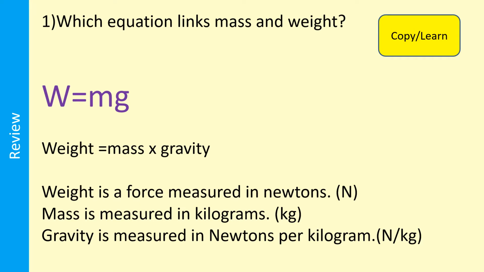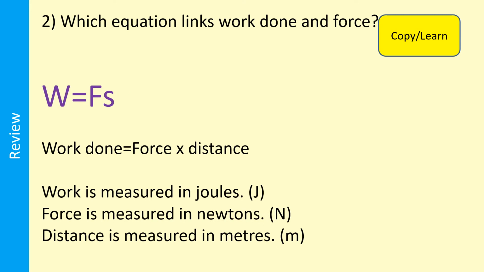Number 1, which equation links mass and weight? W equals mg. Weight equals mass times gravity. Weight is a force measured in newtons, mass is measured in kilograms, and gravity is measured in newtons per kilogram. Number 2, which equation links work done and force? Work equals force times distance. Work is measured in joules, force is measured in newtons, and distance is measured in meters.